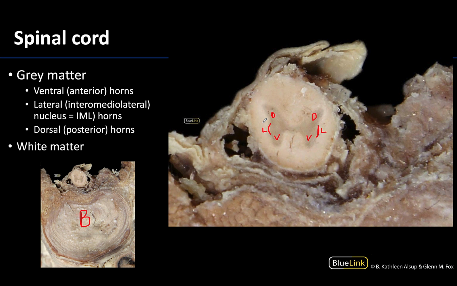So more to come in terms of the autonomic nervous system, but while we're looking at the spinal cord, at least we can get an idea of where the lateral horns are. And then surrounding and more external will be the white matter. So this whole region around here would be part of the white matter.